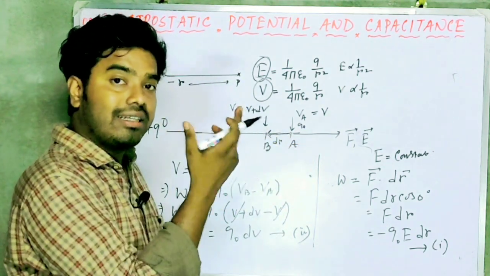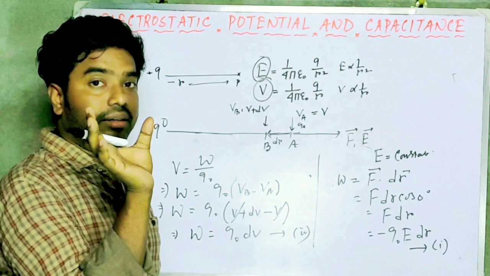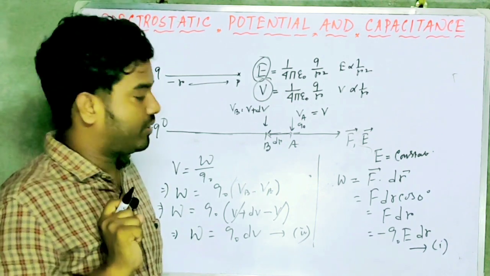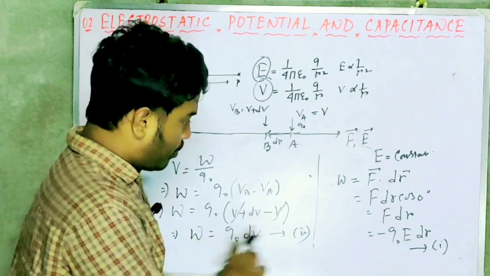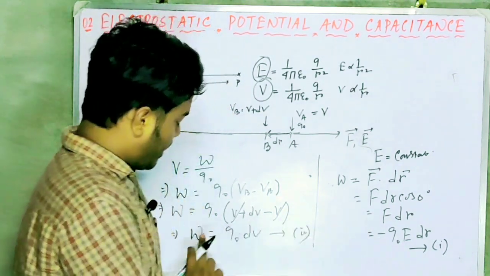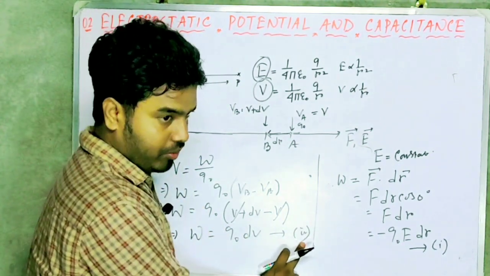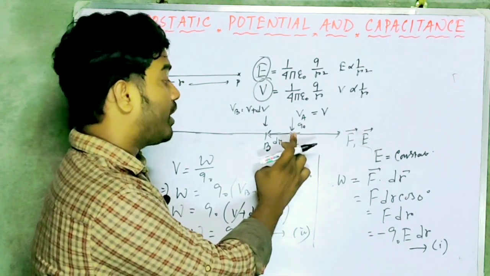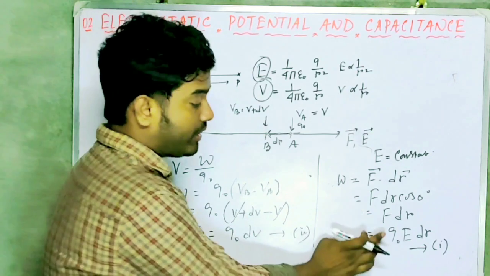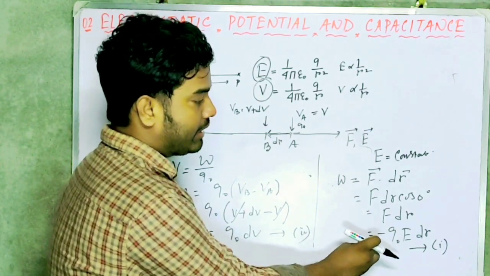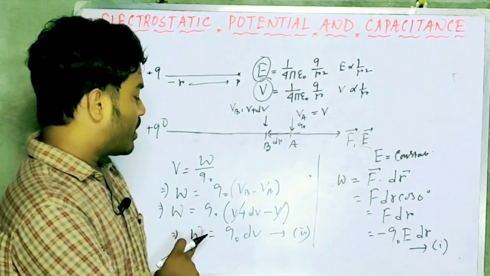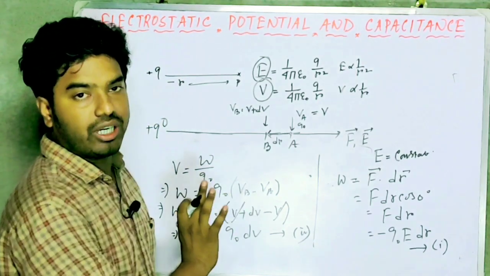In that case, the change in kinetic energy remains constant. Now equation 1 is an expression of W, and equation 2 is also an expression of W. Both expressions give the work done for taking test charge Q naught from A to B. One expression is in terms of force and displacement, and the other is in terms of charge times potential difference.